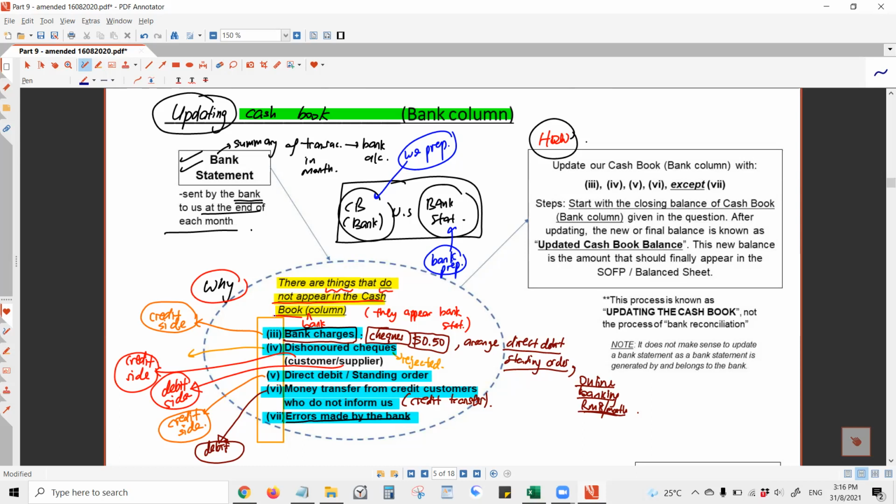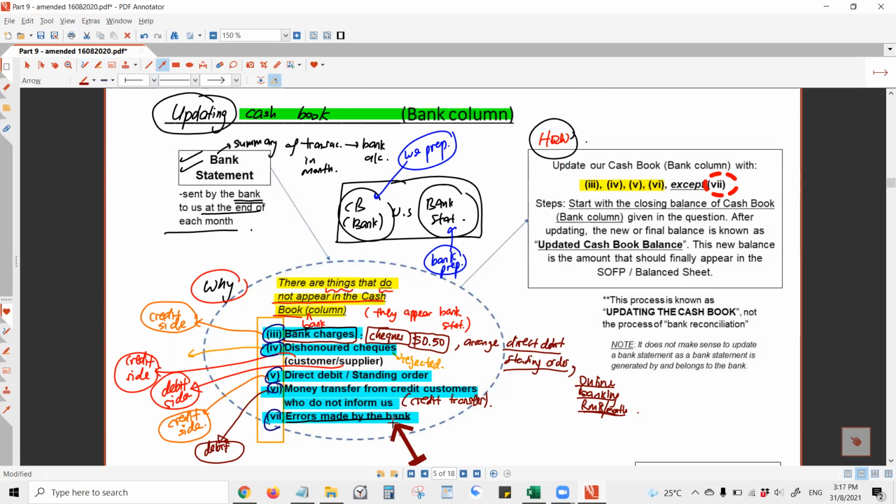Conclusion is this. There are 5 things here, right? 3, 4, 5, 6, 7. Only the first four things you are going to use to update the cash book bank account. So you can see the box here, 3, 4, 5, 6. The last one, we are not going to use it to update our cash book bank account. Reason is, it is a mistake made by the bank. Not logical for you to repeat the same mistake in your cash book bank account, right? So for the last one, you just have to call them up, tell them that they made a mistake so that the bank will correct the mistake.